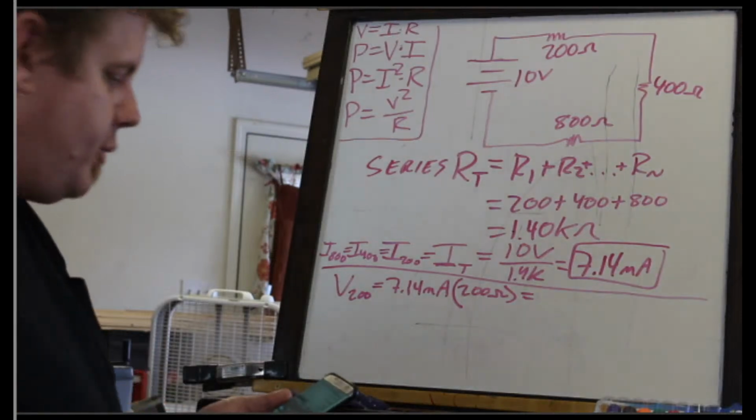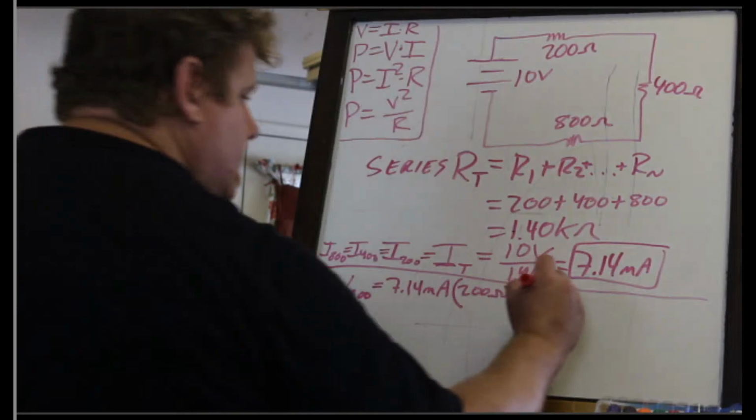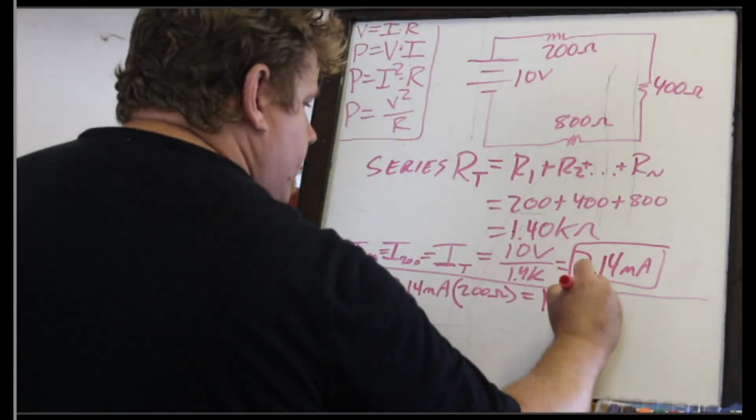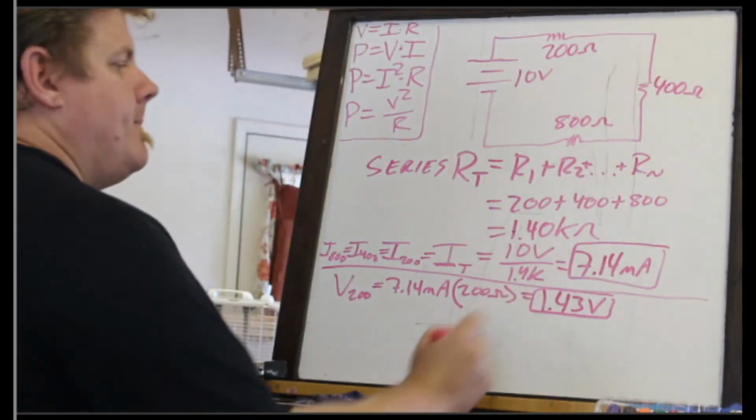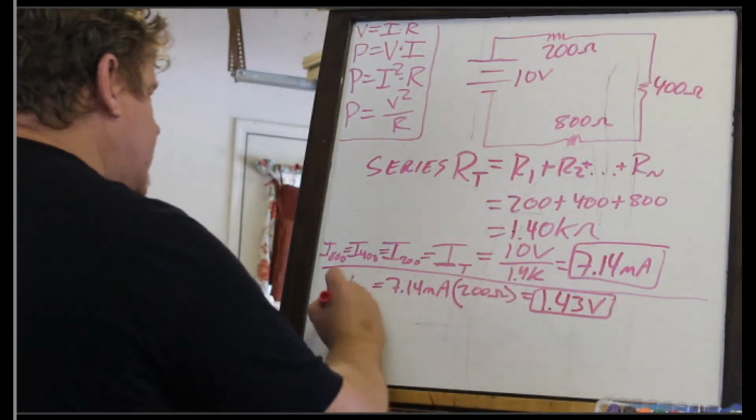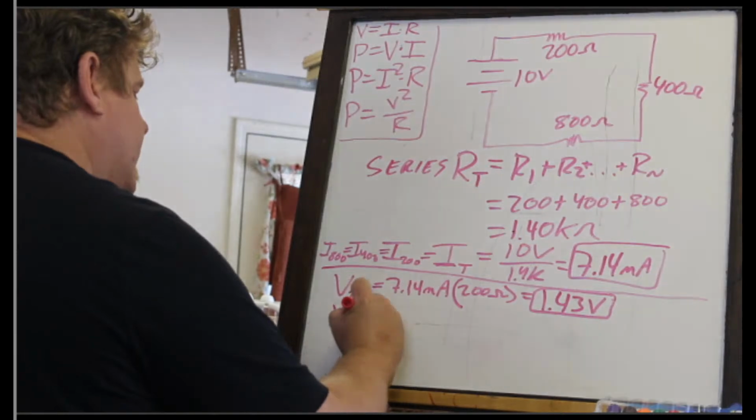And I get 1.43 volts. Okay, so there's where part of it goes. Now I'm going to look at the voltage of the 400.